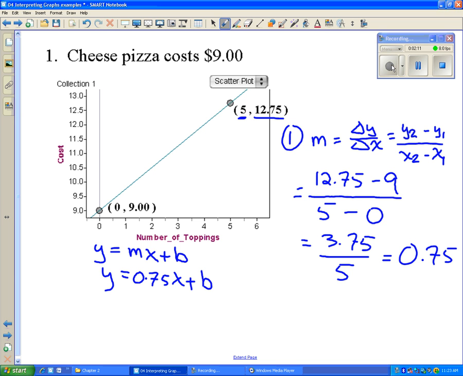Now remember our b. Our b is our y-intercept, where I cross the y-axis. My y-intercept is when x is 0, right here at this point. X is 0 for this particular problem when y is 9. So my y-intercept, my b, is 9. So my equation is y is equal to 0.75x plus 9. I have found my y-intercept.